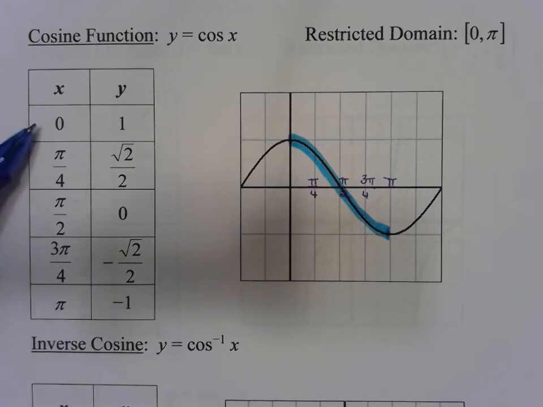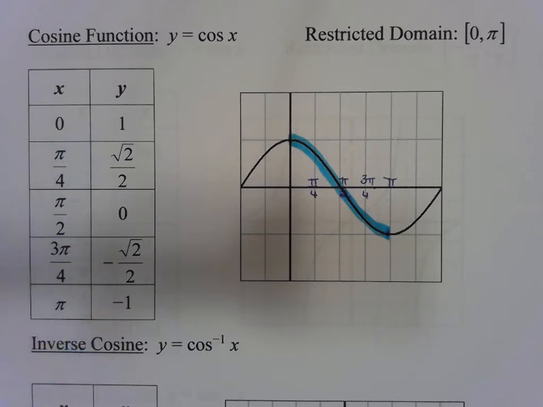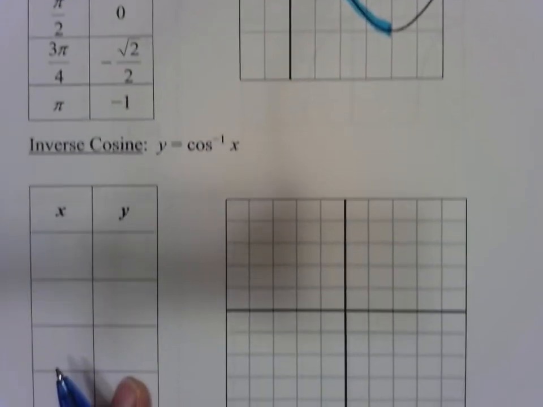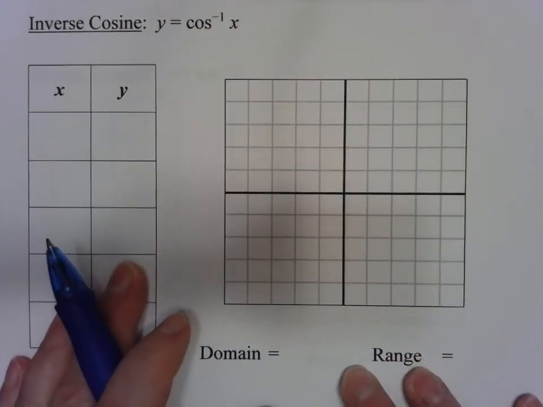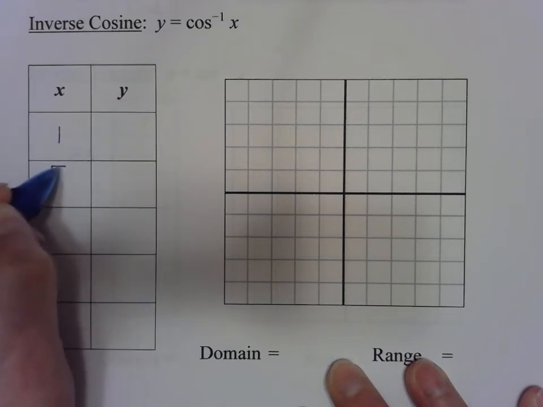Okay, so again, here are all the angles in radians. Here are all the values for the cosine. So when we go to make the inverse cosine, all those relationships of inverses are going to come into play. So again, the values that we would normally get out of the cosine are going to act as the x values.